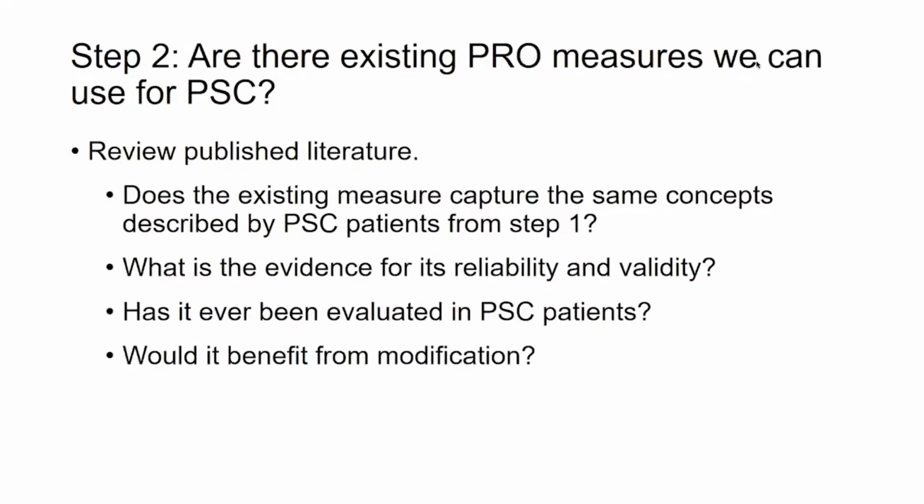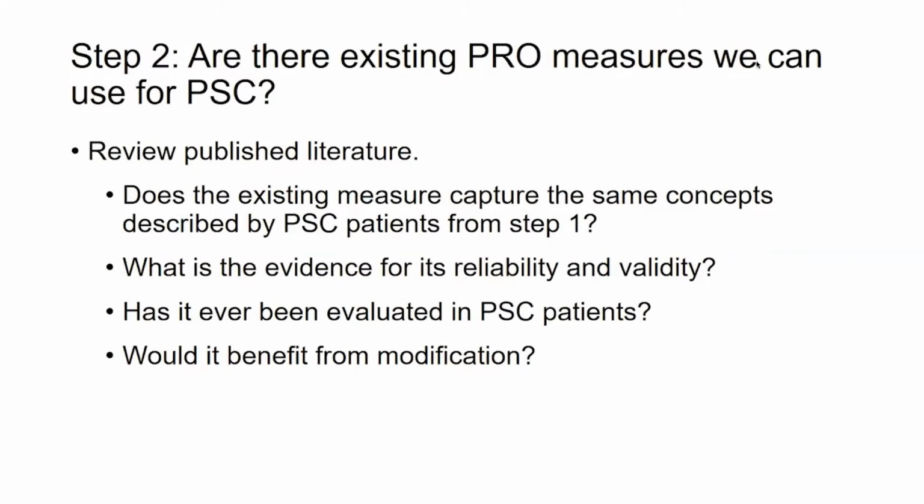And the second step, once we know which symptoms and functional impacts we want to assess in PSC trials, then we need to figure out, are there PRO measures out there that already exist that we can actually use for PSC studies? And so we'll go through a review of the published literature and then ask, is there already a measure out there that measures the symptoms that we're looking for in PSC?